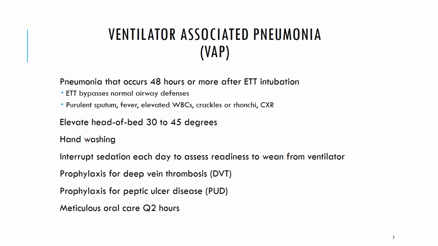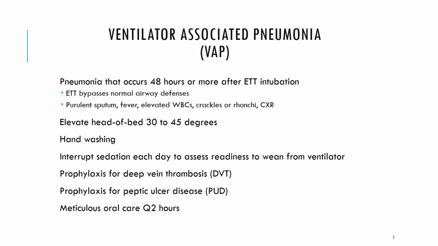Now, one unfortunately fairly common complication of long-term mechanical ventilation is VAP, or ventilator-associated pneumonia. This is basically a pneumonia that occurs 48 hours or later after an endotracheal tube has been placed. Why does this happen? Normally, without an endotracheal tube, we have all of these defenses in our respiratory system, for example, our cilia. But when an endotracheal tube is placed, we bypass all of those defenses.